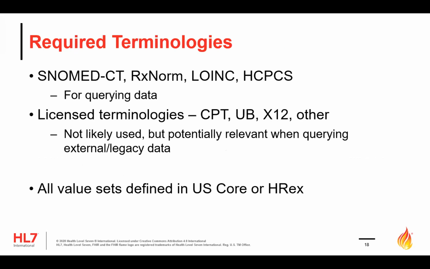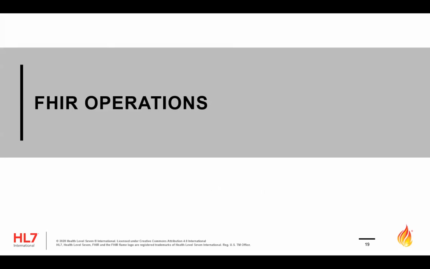In terms of terminologies, we tie into the same stuff that US Core does, so LOINC, SNOMED, RxNorm, HCPCS, that kind of stuff. It's possible that when you're querying supplemental information, you might look at some of the billing type codes. That's not likely, but it's possible. Most of that information isn't terribly queryable using existing interfaces at the moment. But all of that is defined in US Core and HREX. We don't really define a heck of a lot of terminology in FHIR.